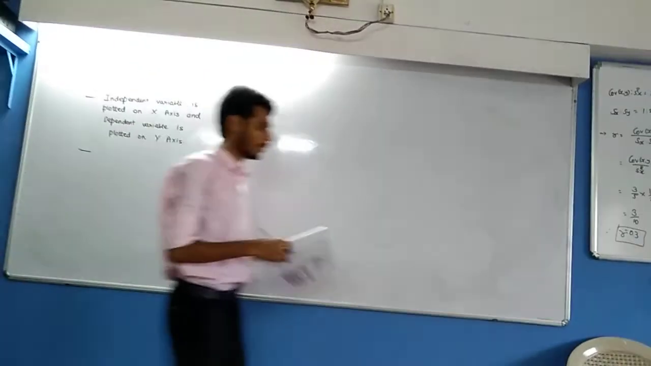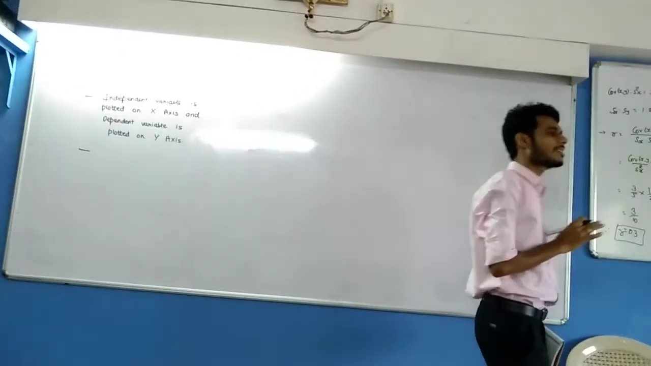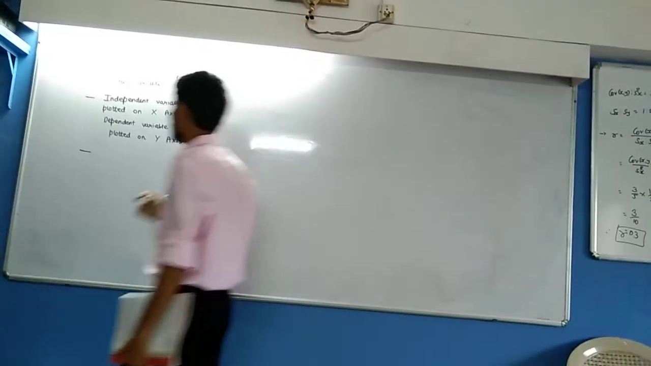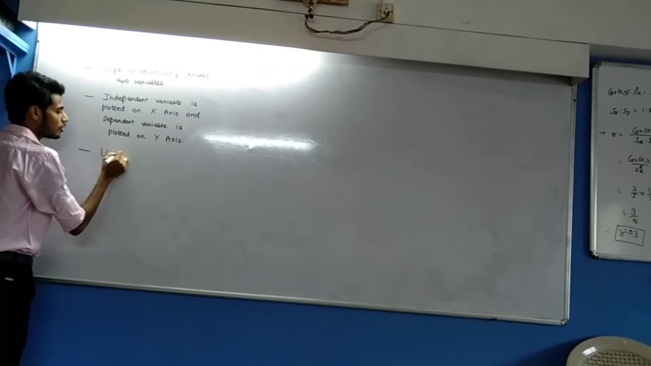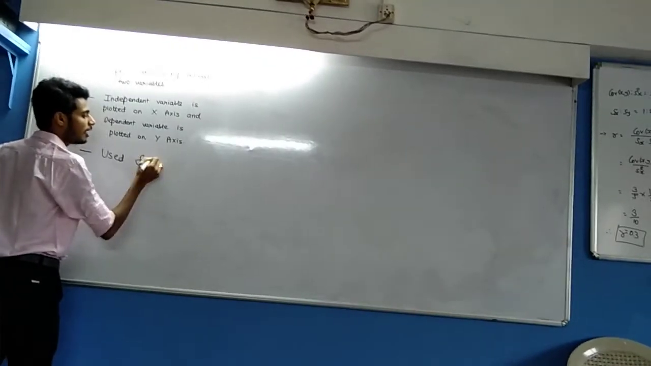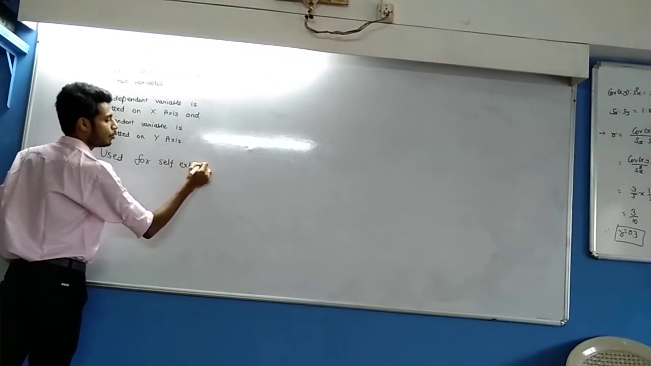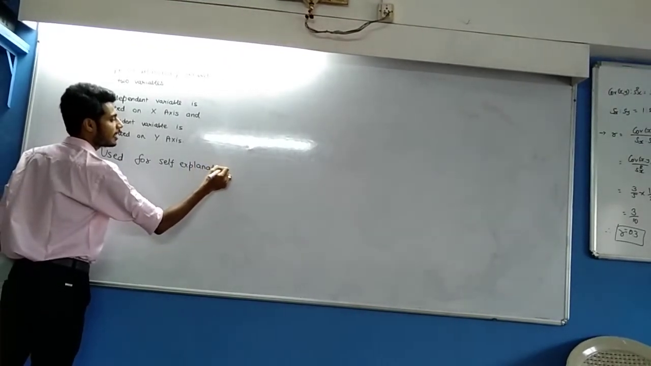The next important point is generally this time-based line diagram. A time-based line diagram is used for representing self-explanatory trends. You know the meaning of the word self-explanatory?